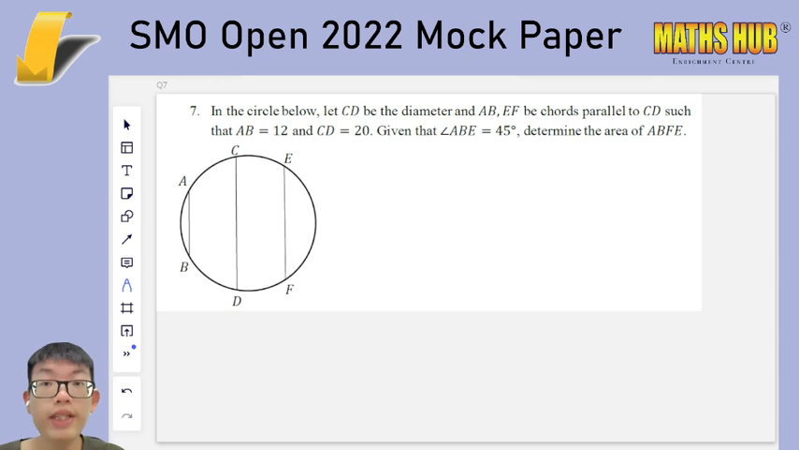Okay. Next up, question 7. Let CD be the diameter and AB, EF be chords parallel to CD such that AB equals 12 and CD equals 20. So the diameter is 20 and this chord is 12. Given that angle ABE equals 45 degrees, determine the area of ABFE, which is a trapezium.